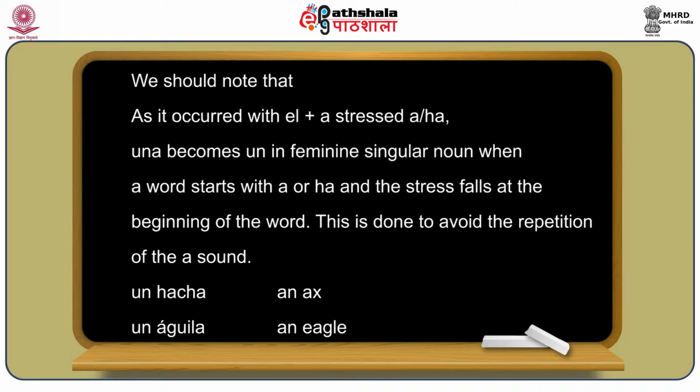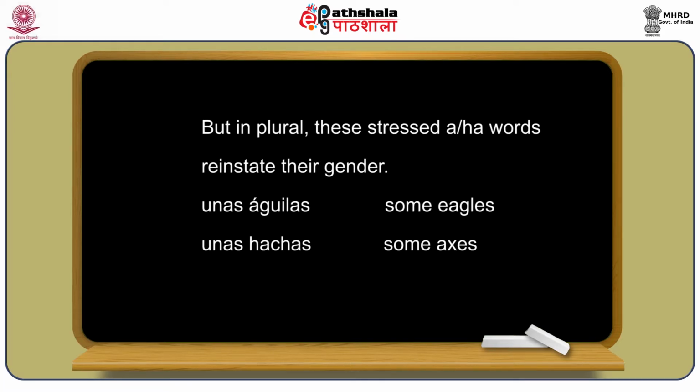Now in the same way, we should note that as it occurred with el, if a noun starts with a or ha, then we used el agua, for example, and el hacha, because agua started with a, and even though it was feminine, we used el just not to repeat the sound of a. In the same way with the indefinite article, we will do the same thing. So instead of saying una hacha, we will say un hacha. Instead of saying una águila, we will say un águila. Why so? Just so as not to repeat the same a twice. But in plural, these stressed words reinstate their gender, meaning that as they are feminine and plural, we will not say unos, but we will say unas águilas and unas hachas, because in plural there is no repetition of a.